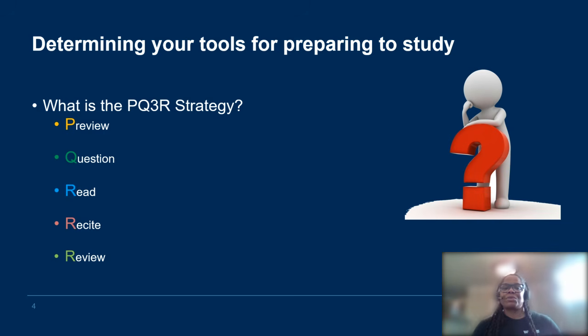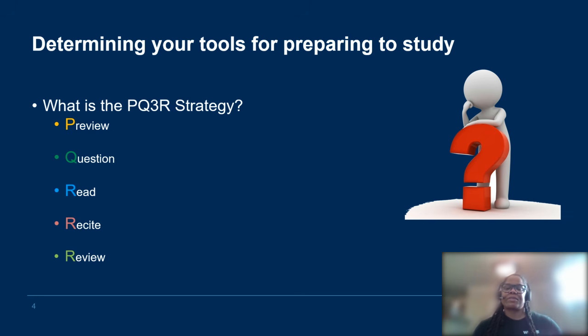So just what is a PQ3R strategy when it comes to studying? The P stands for preview, and then we have Q for question, R is for read, another R is for recite, and then we have R for review. So when previewing any academic text, this will help you organize your thoughts and see what direction your note making needs to go. As you preview, look for learning objectives that are outlined in the course of study. Use this preview to outline how your note making will be conducted.